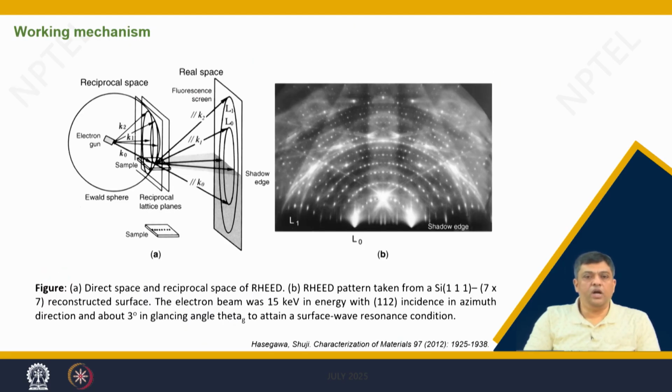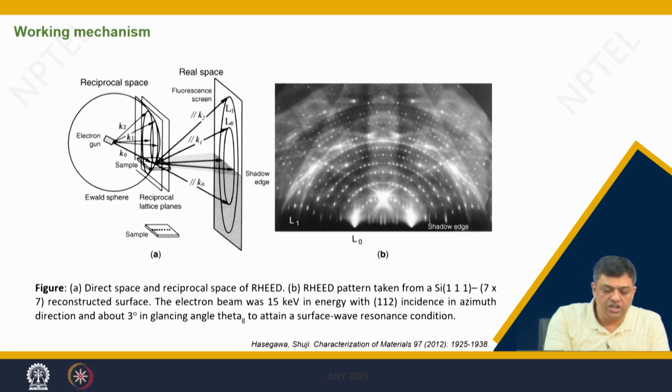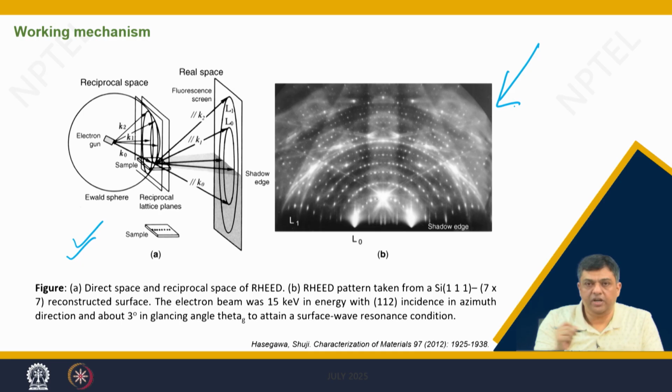So, if you look into a RHEED pattern, this is the arrangement of the whole apparatus and the physics behind it, and this is the real experimental data. So, by analyzing the diffraction data, you can find out the lattice parameters.